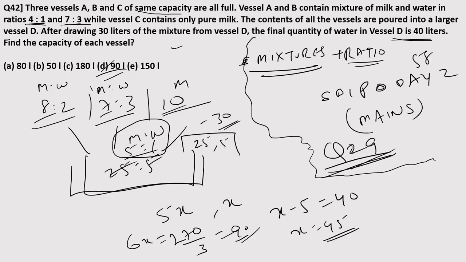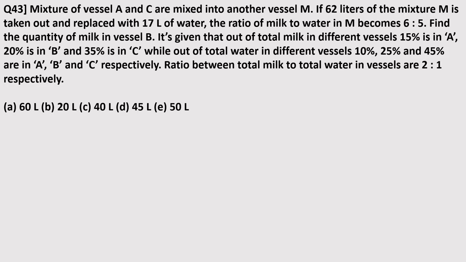Let's move to this question. Question 43. Guys, this question is difficult to understand, difficult to comprehend rather. Question is easy, but it's slightly difficult to comprehend. See, mixtures of vessel A and C are mixed into another vessel M. If 62 liters of mixture M is taken out and replaced with 17 liters of water, ratio of milk to water in vessel M becomes 6 is to 5. Fine. Find the quantity of milk in vessel B. Okay, this is another vessel B.